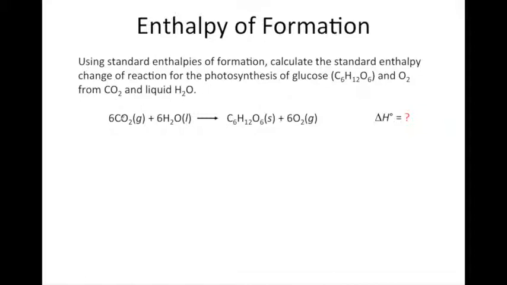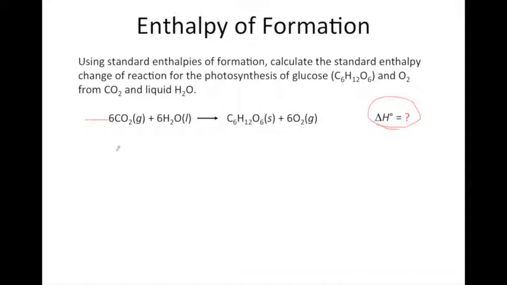So let's say we were studying photosynthesis. This is the net chemical equation for photosynthesis: 6 carbon dioxides plus 6 waters yields 1 glucose plus 6 O2s. So what would be the standard enthalpy change for this reaction? Well, we can use the enthalpies of formation to calculate this. If we didn't, we'd have to do this experimentally, and it could be very tedious and time consuming.